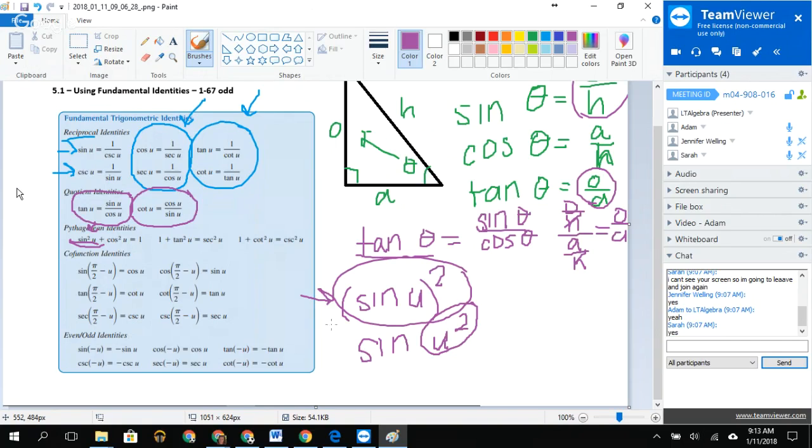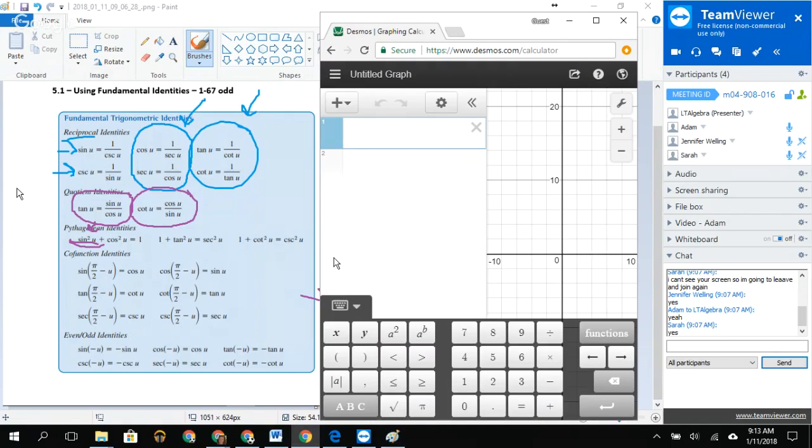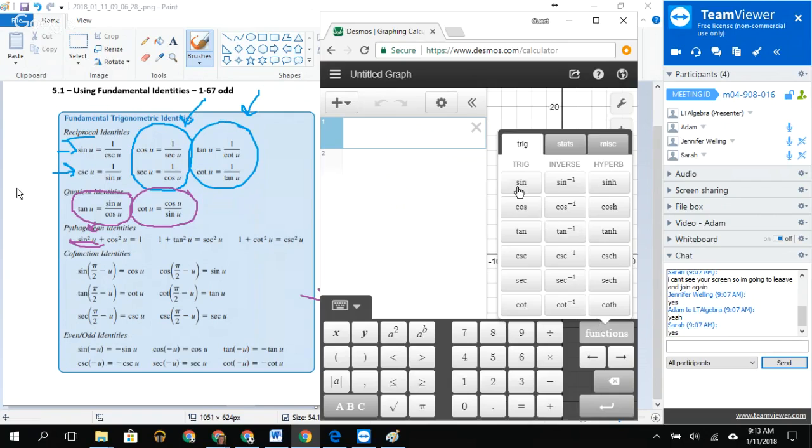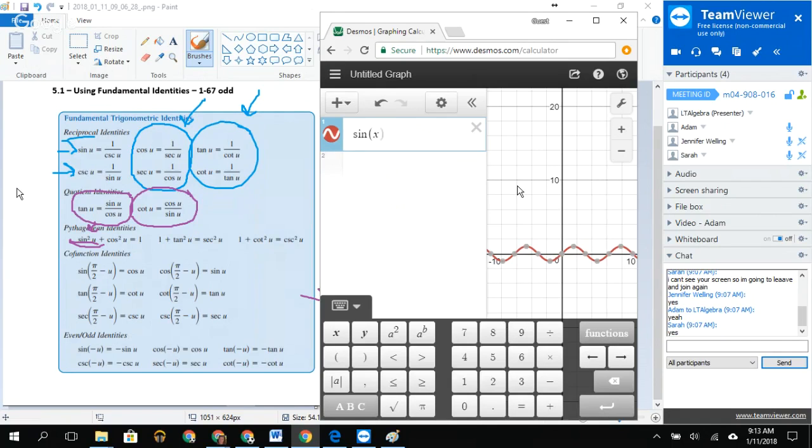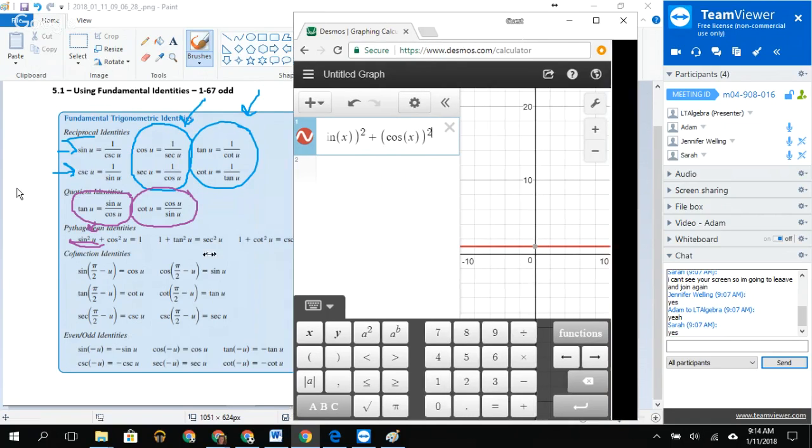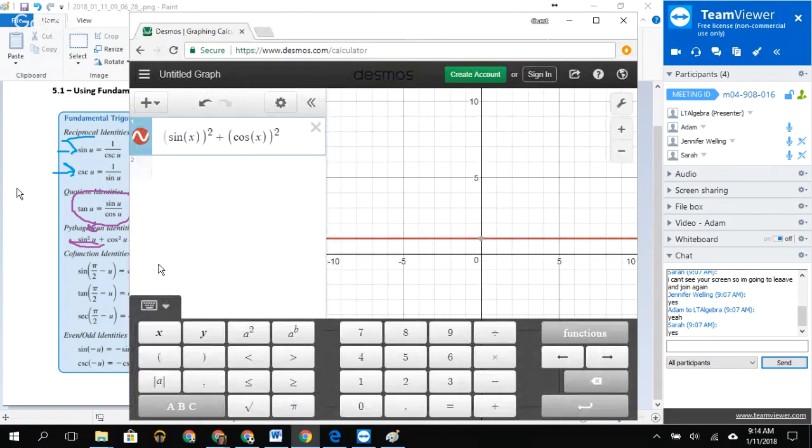So you could also write it this way and it's correct. And in fact, when you put it in Desmos or your graphing calculator, you're going to end up writing it like this. So if we do the sine of x, and then we close that, and then the whole function is going to be squared, plus the cosine of x squared. It's going to be a super exciting graph, right? Because we know that that just equals 1. So you can see here that that represents as 1.